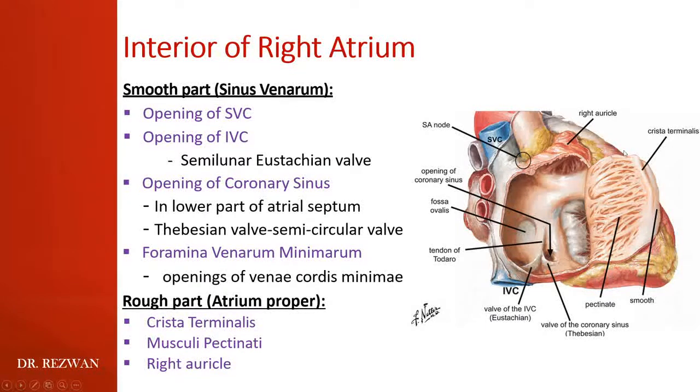At the same time, the rough part includes these structures we can see: the crista terminalis over here, and some ridges over here, called the musculi pectinati or the pectinate muscles, and obviously the auricle. Over here we can see that auricle, which also has some irregularly shaped structures within it. So this is the rough part.